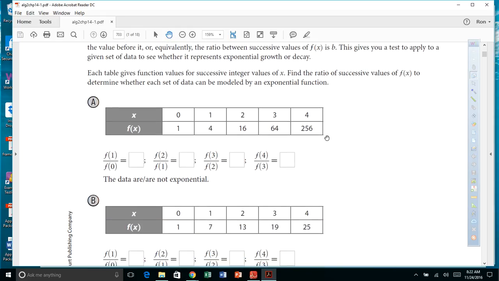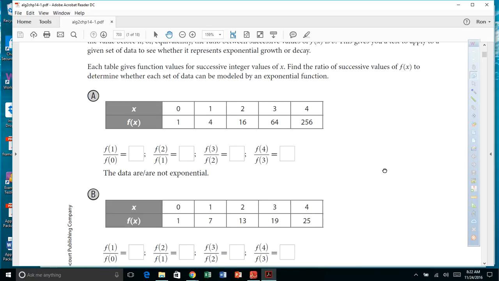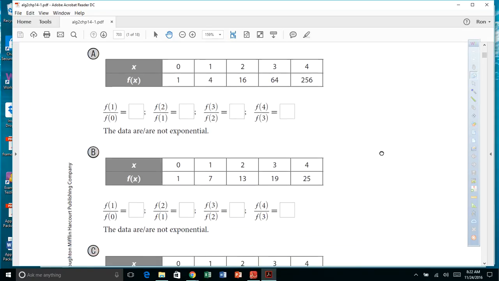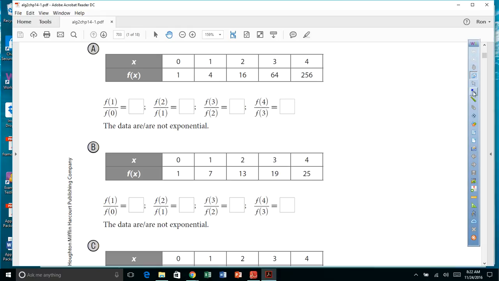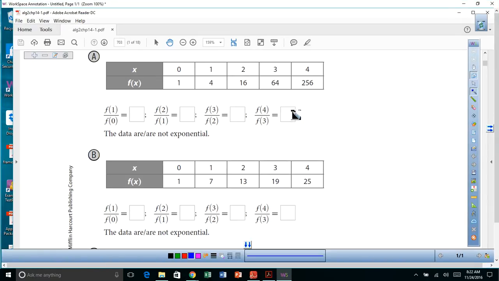exponential growth or decay. Each table gives function values for successive integer values of x. Find the ratio of successive values of f of x to determine whether each set of data can be modeled by an exponential function. All right, so what we're going to do, let's see.